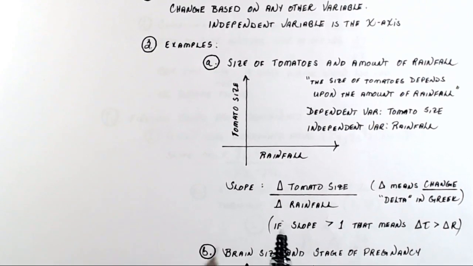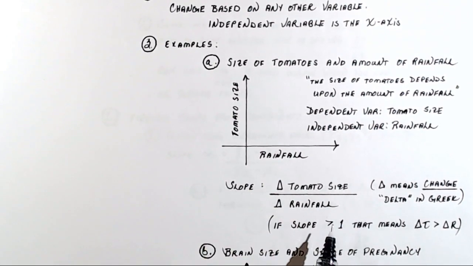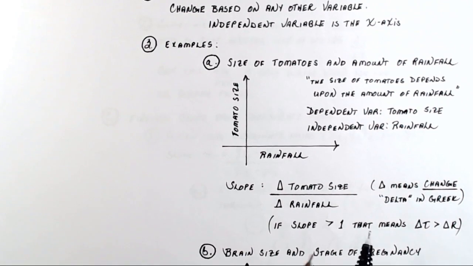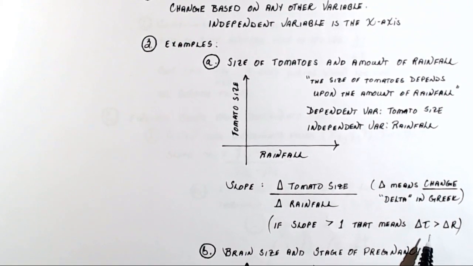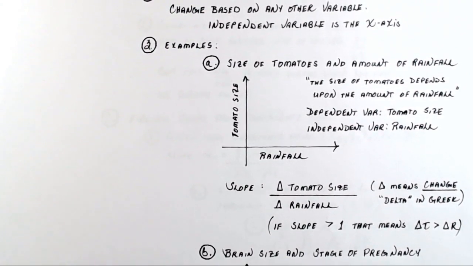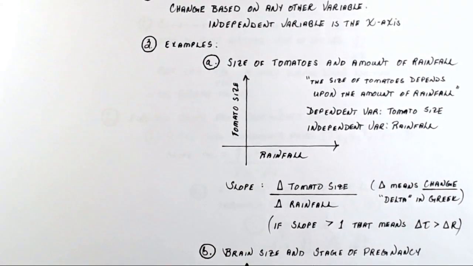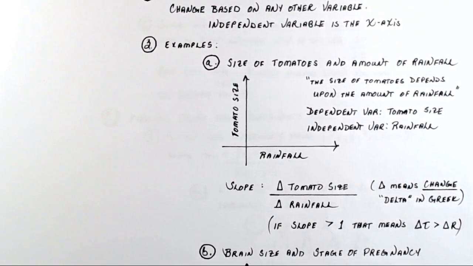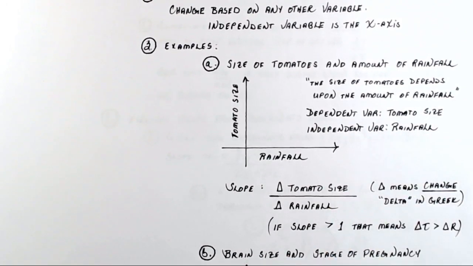Take notice of this. If the ratio that you get is greater than 1, in other words, if the slope is greater than 1, that means that the change in the tomato size outpaced the change in rainfall. Or you could say it another way, the change in the tomato size exceeded the change in rainfall. In other words, the numerator is bigger than the denominator. That's when the slope is greater than 1, when the numerator is bigger than the denominator, or the change in the dependent variable is greater than the change in the independent variable.